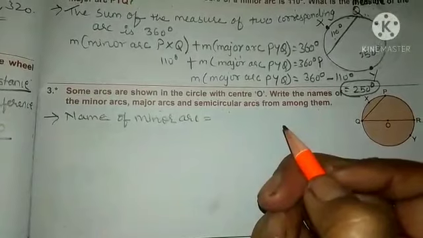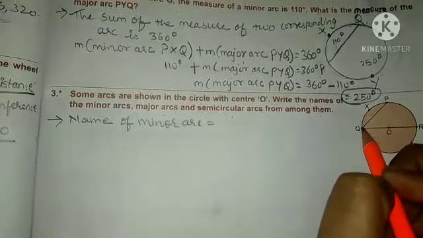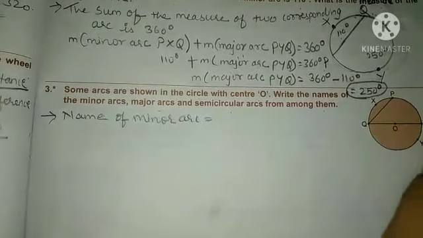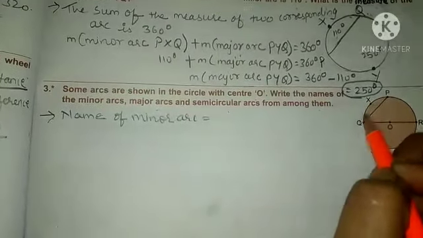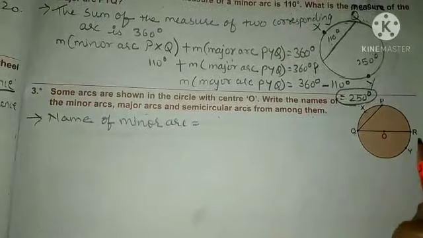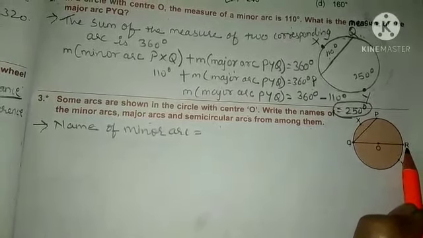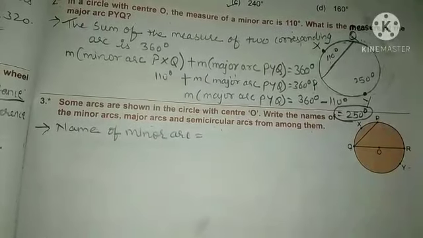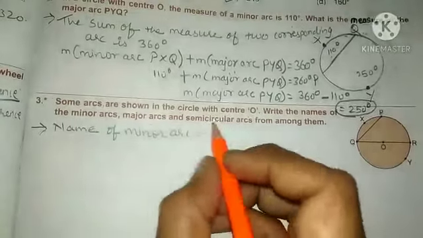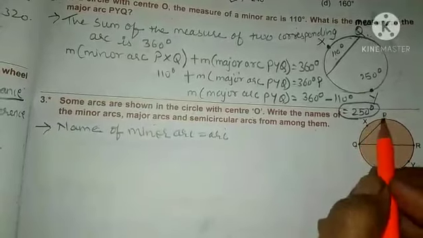Now what will be your minor arc? Now tell me here. See, this QP is your chord. This chord has divided your circle into two parts. This QXP is your minor arc. QYR is your what? Major arc. QYP is also your major arc. Clear? So first of all we have to write down the minor arcs. So the first arc is, what? PXQ.